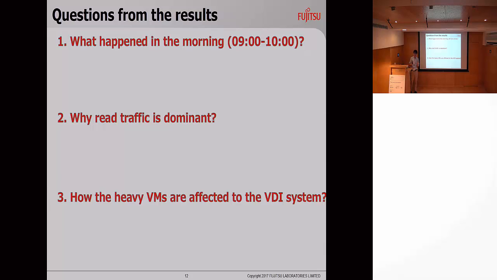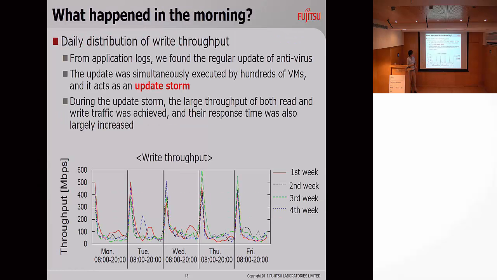From now on, I'd like to answer these questions through our analysis result. First, I'd like to introduce what happened in the morning. Please look at this graph. In this graph, the x-axis is day and the y-axis is throughput. This result indicates write throughput. And in the result, the spike in the morning is observed like this.